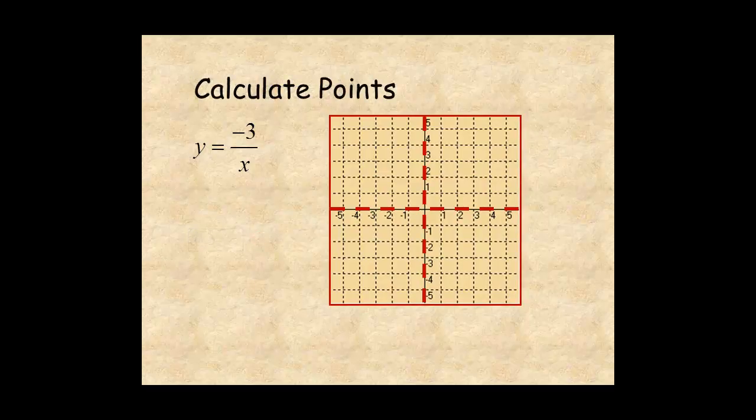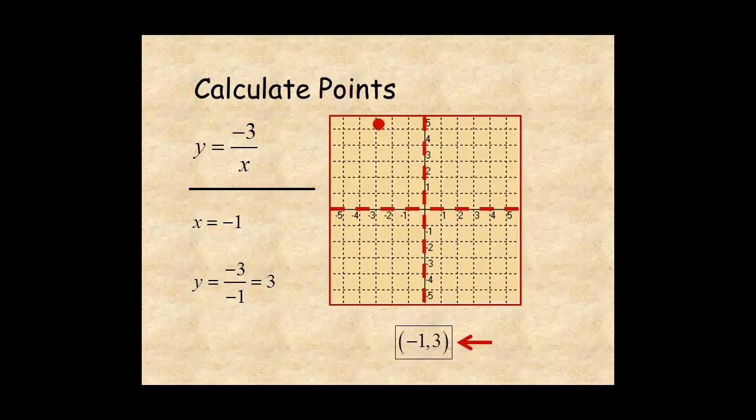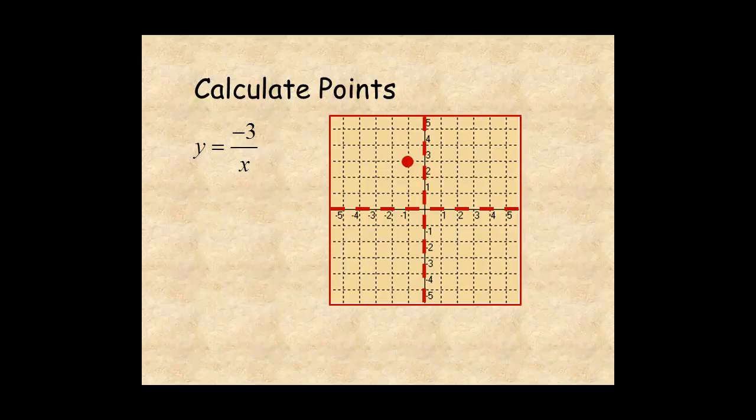Next, calculate at least one point on either side of the VA. At x equals -1, y equals +3, and there's a point at (-1, 3). At x equals 1, y equals -3, and there's a point at (1, -3).